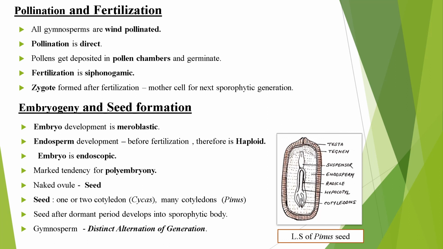In gymnosperm, there is a distinct alternation of generations. The diploid sporophytic phase is the dominant phase, whereas the haploid gametophytic phase is the reduced phase. The gametophytic phase is dependent on the sporophytic phase. Thus, with this, the topic of general characteristics of gymnosperm is completed.